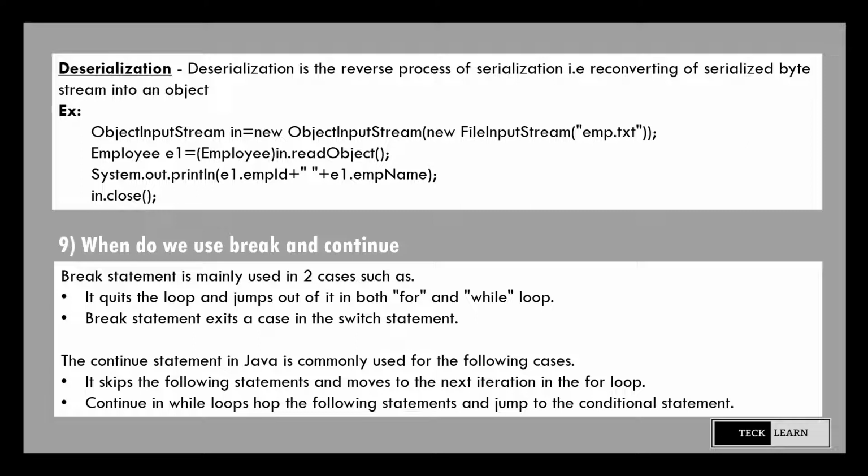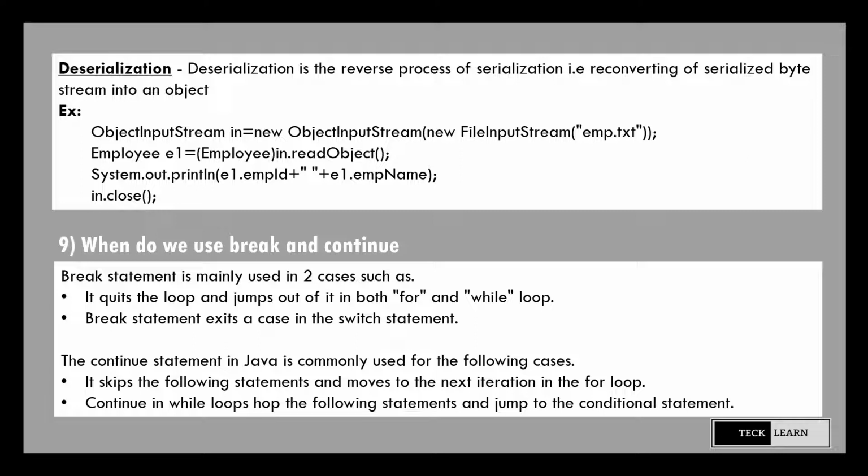9. When do we use break and continue? The break statement is mainly used in two cases. One is that it quits the loop and jumps out of it in both for and while loops. The other case is that the break statement exits a case in the switch statement.